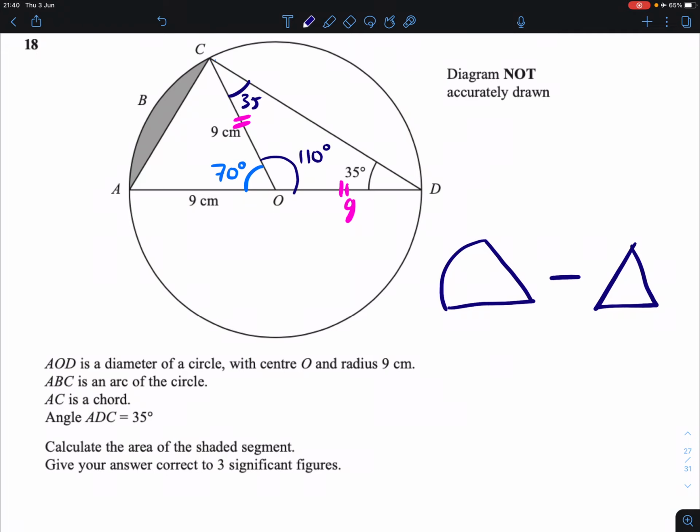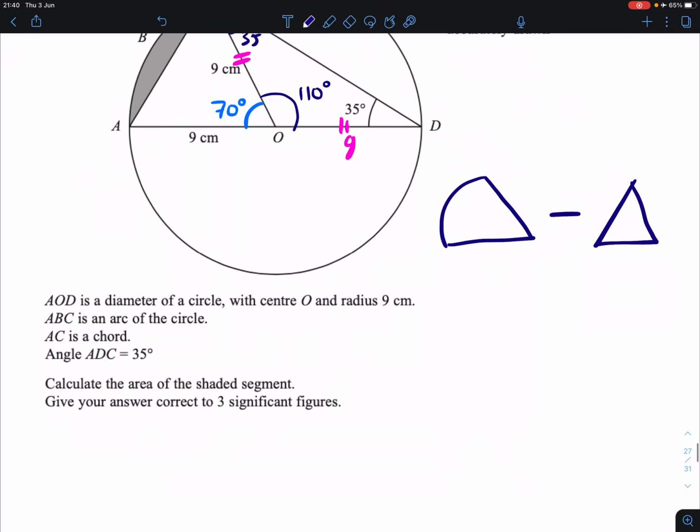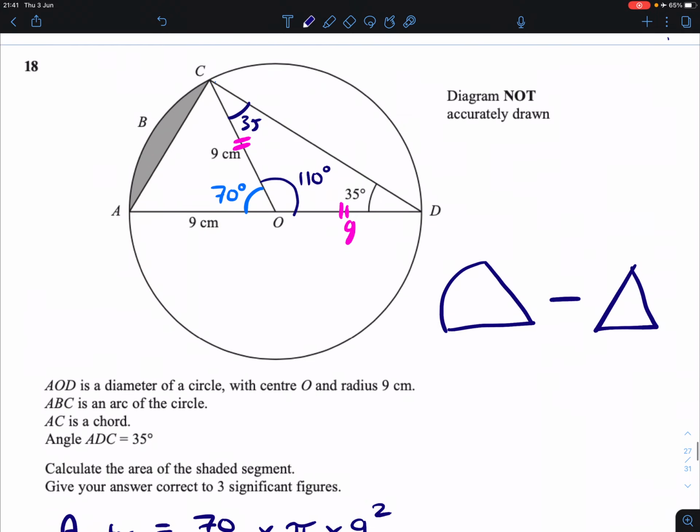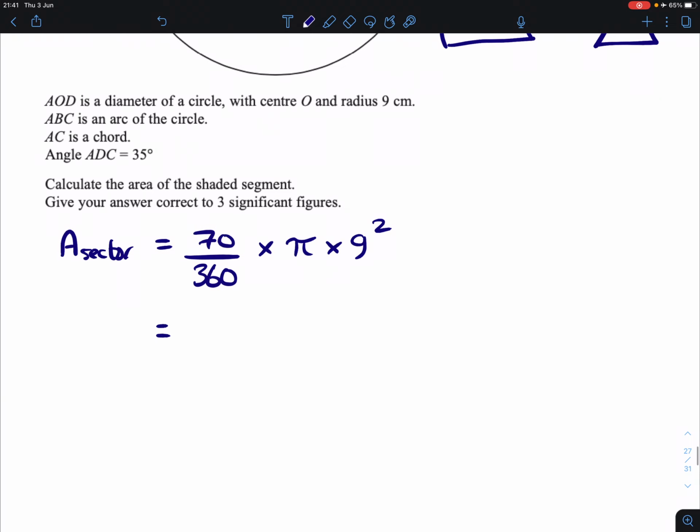Now we're ready to actually do stuff with area. Area of a sector is equal to the angle of the sector itself, which in this case is 70 out of 360. That basically tells you what fraction of the circle you're dealing with, times the area of the whole circle, so times pi r squared, which in this case would be pi times 9 squared. So it's 70/360ths of the whole area of the circle that will be this bit there. Calculator does the rest after that and will give us this answer.